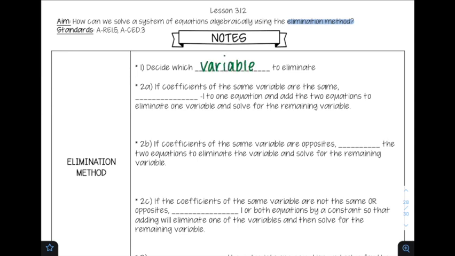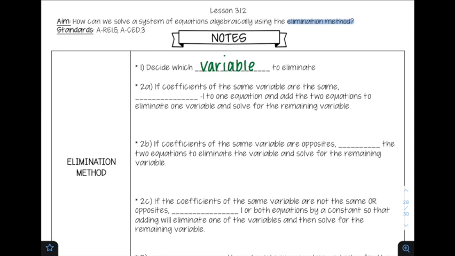You can decide between your x or your y variable, or maybe it's a different type of variable that they're giving you in the actual problem. So you want to make sure you're choosing which one to get rid of. The second step has 3 sections, A, B, and C. So just bear with me.